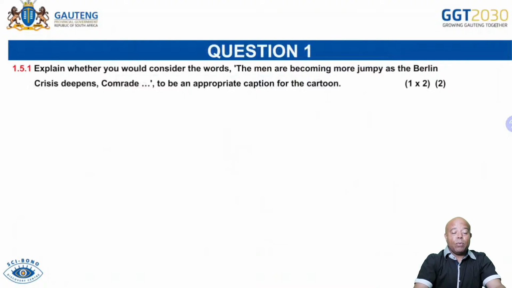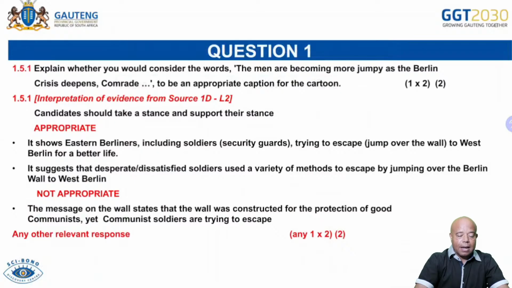1.5.1. Explain whether you consider the words "the men are becoming more jumpy as the Berlin crisis deepens, comrade" to be an appropriate caption for the cartoon. The mark allocation is 1 times 2, meaning one answer is provided, but we have numerous answers basically. So the candidate should take a stance. Is it appropriate or not appropriate?